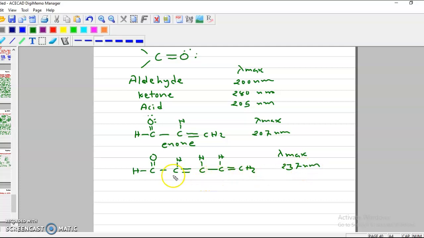So the absorption of this will be around 200 nanometer because it is an aldehyde. If you increase the number of C double bond C groups, then obviously the value of absorption will be a little bit higher. But in any case, all these compounds are colorless because they have lower molar absorptivity.